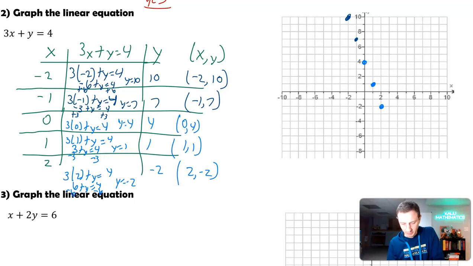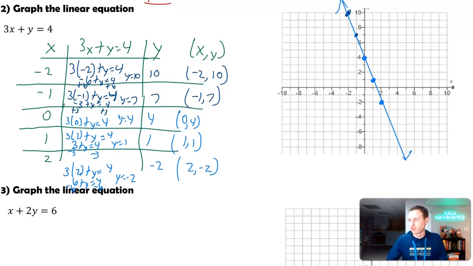And then we connect the points, making a perfectly straight line, which I can do very easily with no assistance. There it is. There is our line. So we're able to generate this line purely from taking x values and plugging them into the equation, and out comes a y, and then we get a set of ordered pairs.